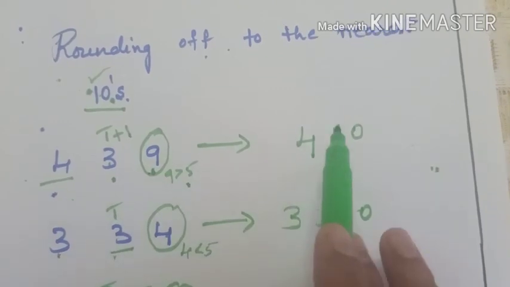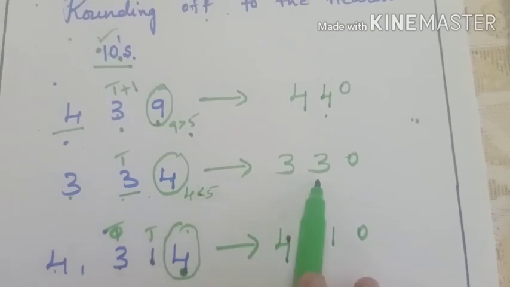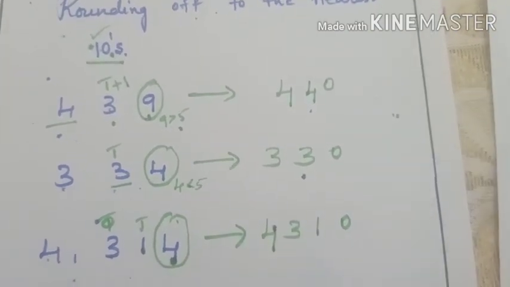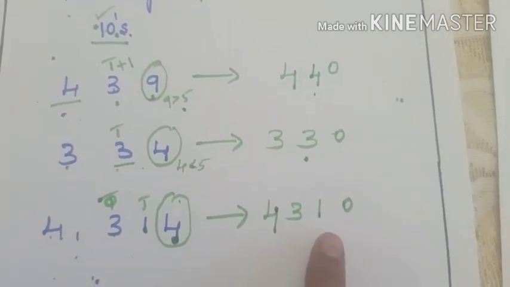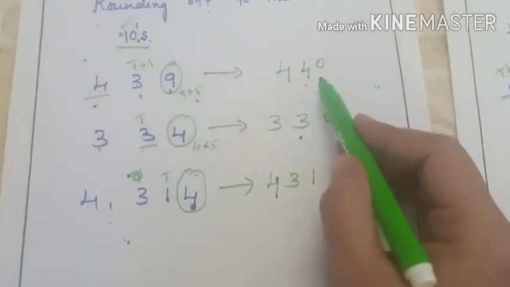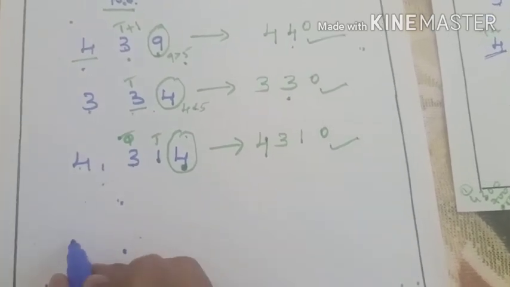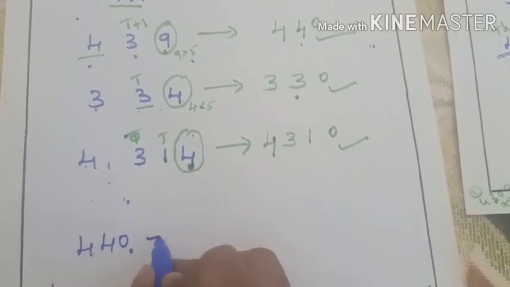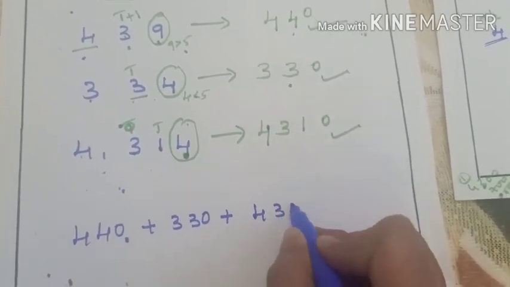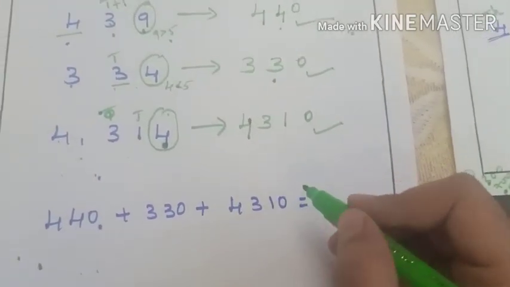439 rounded off to the nearest tens is 440. 334 becomes 330. 4314 will become 4310. Now we can add. See, the final answers are these. Add all these together: 440 plus 330 plus 4310. Let's count from the ones place.